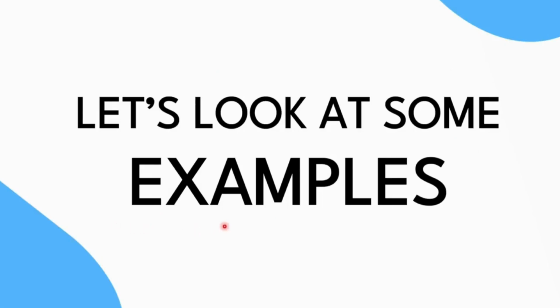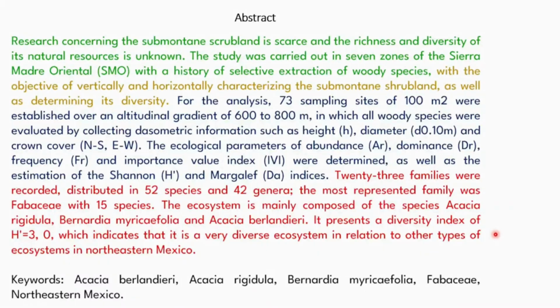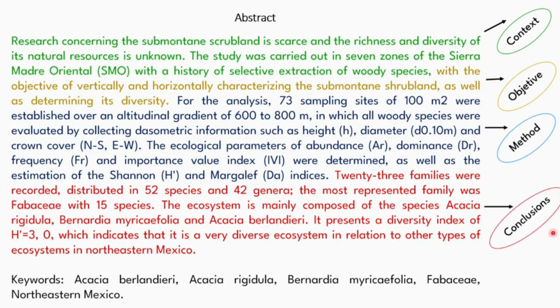In the description of this video, you will find the sources from which I extracted the following examples. This is one way to summarize. As you can see, it is a single paragraph organized with sentences that descriptively tell what the whole document is about. We can see that it starts by narrating what the study is about, where it is located and why. Then it talks about the objectives, the method, and ends with the conclusions. Then we see the keywords.